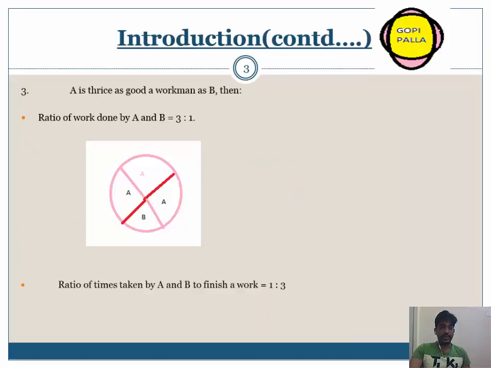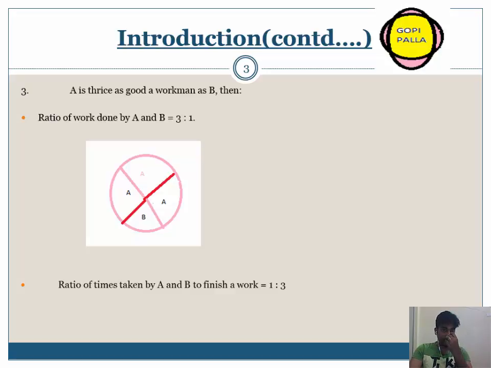The third rule, which is pretty simple, is that if A is thrice as good a workman as B, then the ratio of work done by A and B is 3:1, because A's capability to work is 3 times better than B. From the circle we can see that if A occupies 3 shares and B occupies 1 share, obviously the time taken to complete the work is 1:3, because A is 3 times better than B, so A can complete faster than B. That is inverse ratio 1:3.